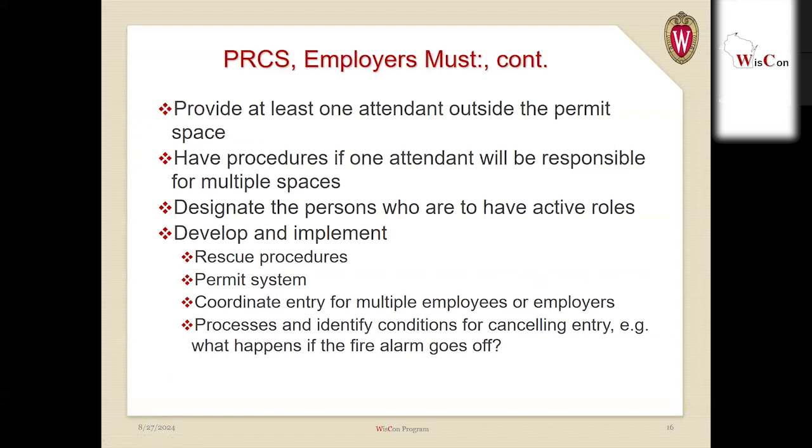Additionally, employers must provide at least one attendant outside that permit space. They also need to have procedures if that one attendant will be responsible for multiple spaces. They need to designate a person who they are going to have fulfill active roles, and develop and implement rescue procedures, a written permit system, coordinate entry for multiple employees and employers or contractors, and then they need to develop processes and identify conditions for canceling entry.